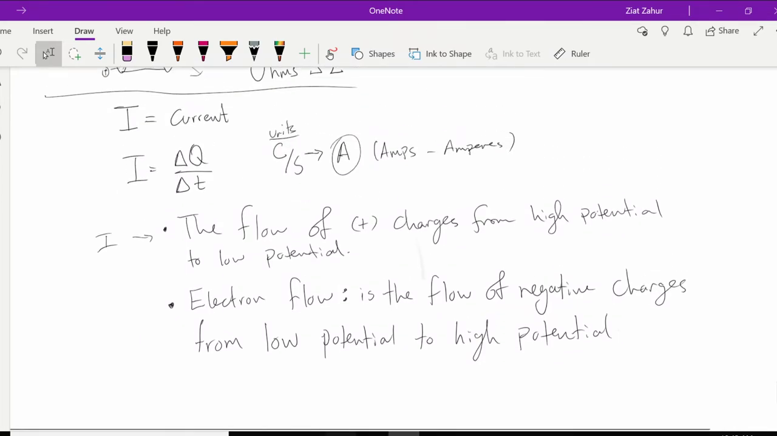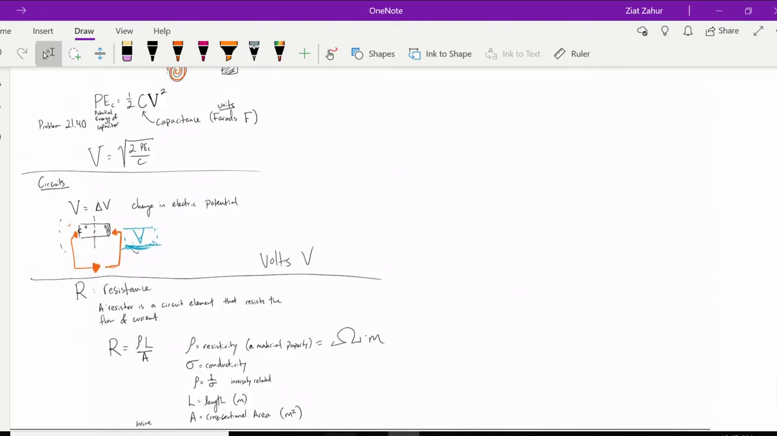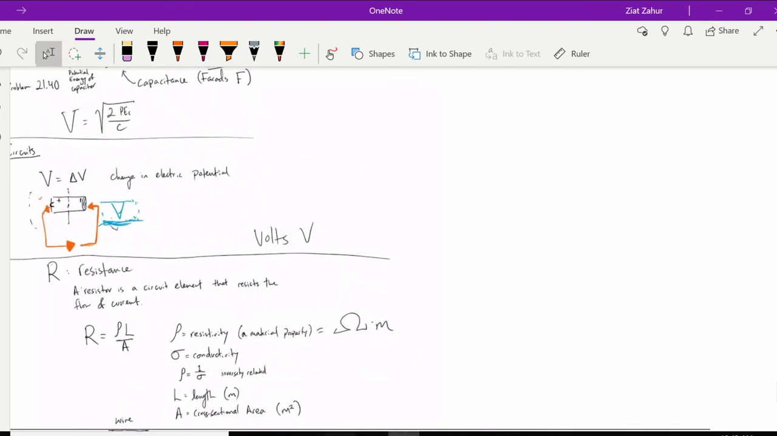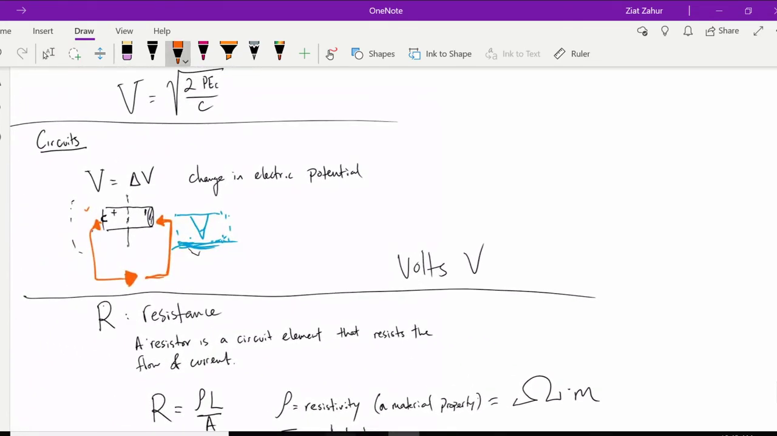All right, so back to our picture then. So this orange was the flow of current. Let's go ahead and use a key here. This flow of current. I'm going to use a different color. Let's see, this color. This is the flow of electrons, or electron flow. So what's really happening?